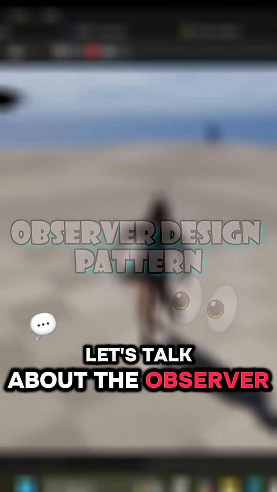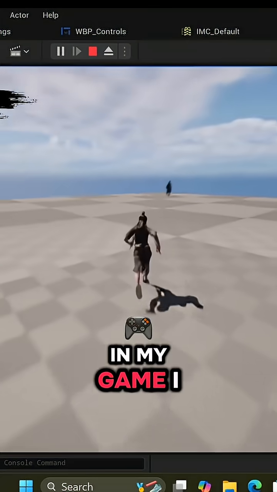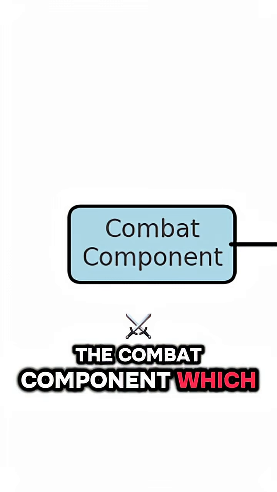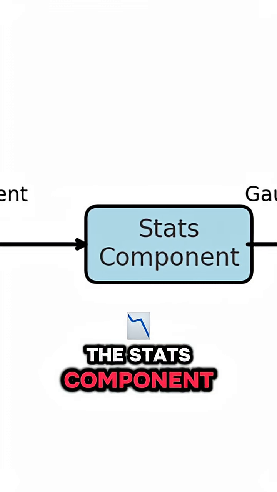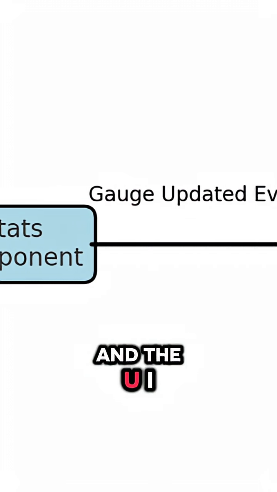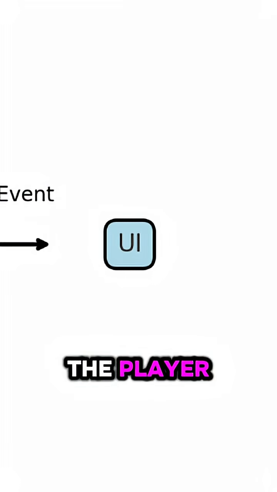Let's talk about the observer design pattern. In my game, I have three components that need to talk to each other. The combat component, which handles attacks, the stats component, which stores things like the player's special gauge percentage, and the UI, which displays information to the player.